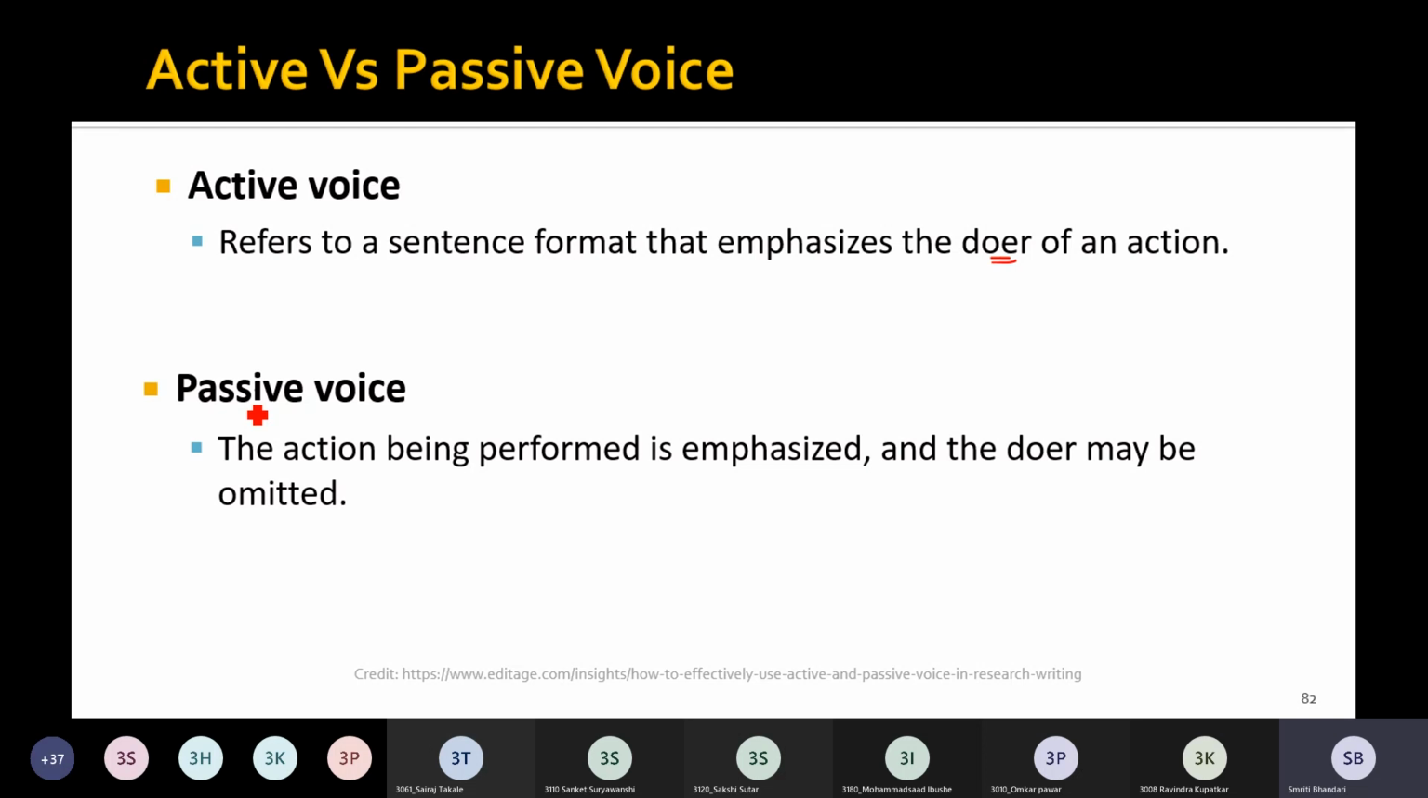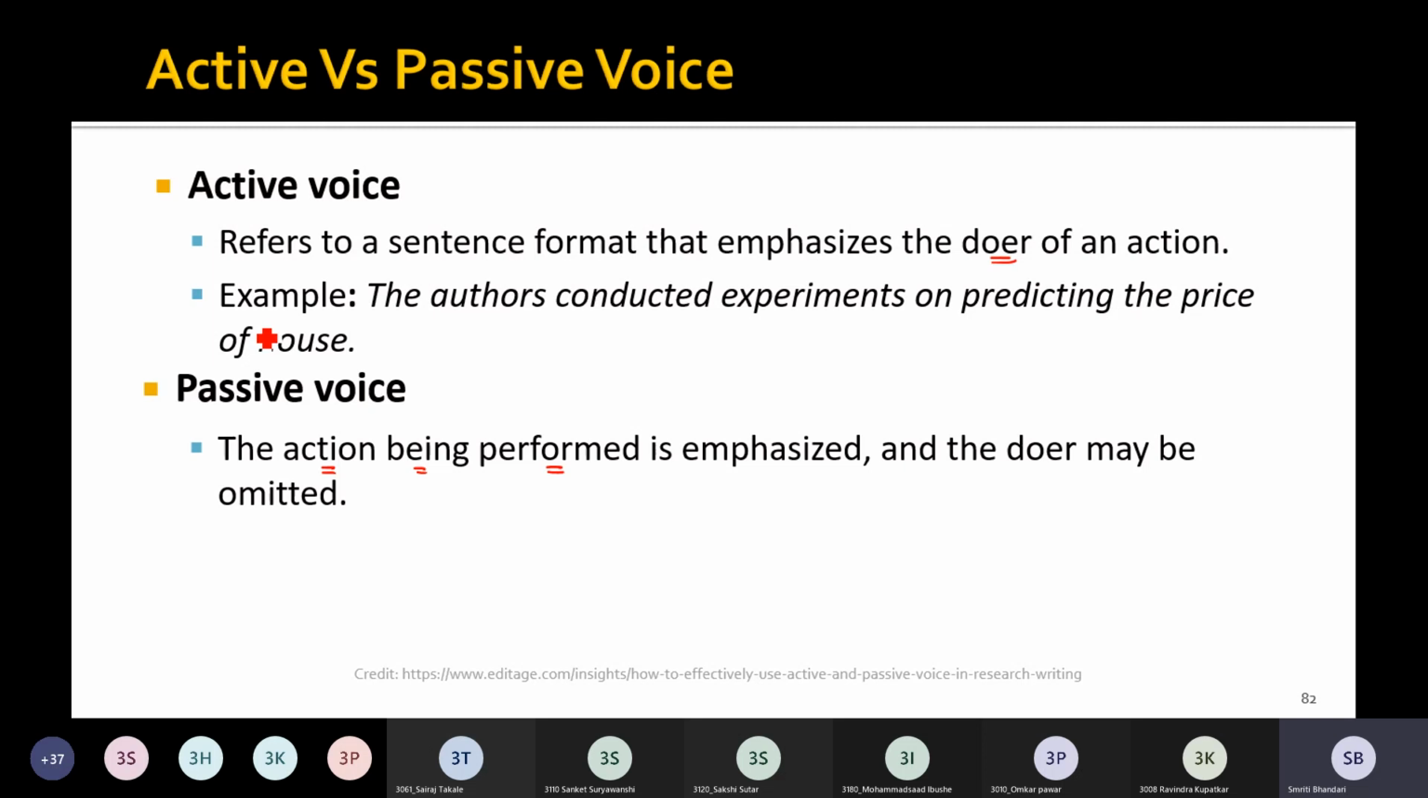Passive voice. In passive voice, the action being performed is emphasized, and the doer sometimes may be omitted. So you know this very well. So what is active voice? Active voice refers to a sentence format in English that emphasizes the doer of the action, whereas in passive voice, the action being performed is emphasized. And sometimes the doer may be omitted. Let us see the example of active voice and the passive voice.